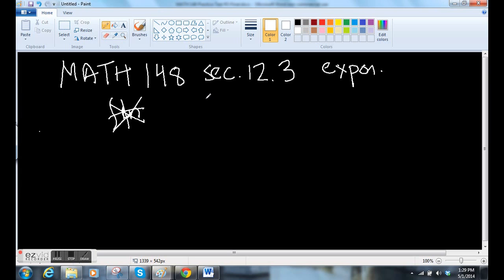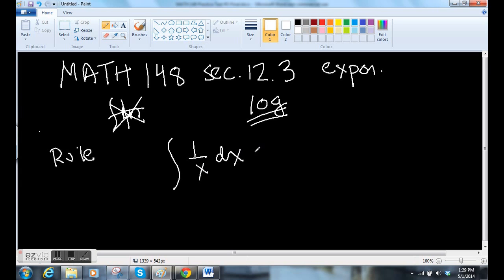We're looking at integrals that involve logarithmic functions. So it's kind of the opposite of our derivatives of log functions. Here's rule number one. Suppose you want to take the integral of 1 over x dx. The rule is this is equal to the natural log of the absolute value of x plus a constant. You have to take the absolute value of x because you can't take the natural log of a negative number. So the absolute value of x just ensures that you're going to be able to take the natural log.